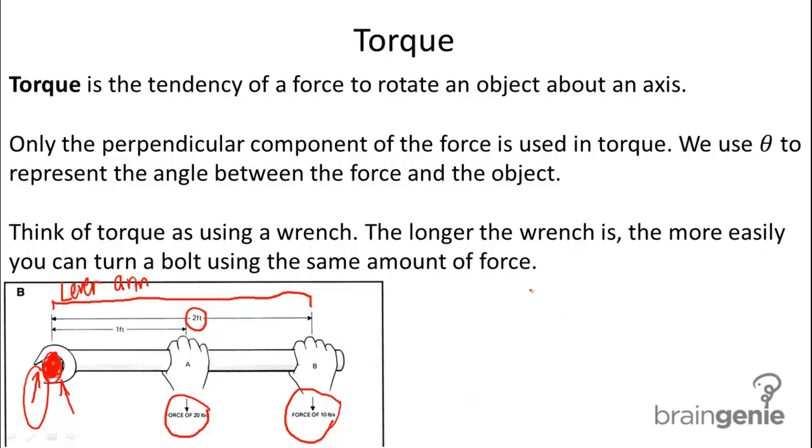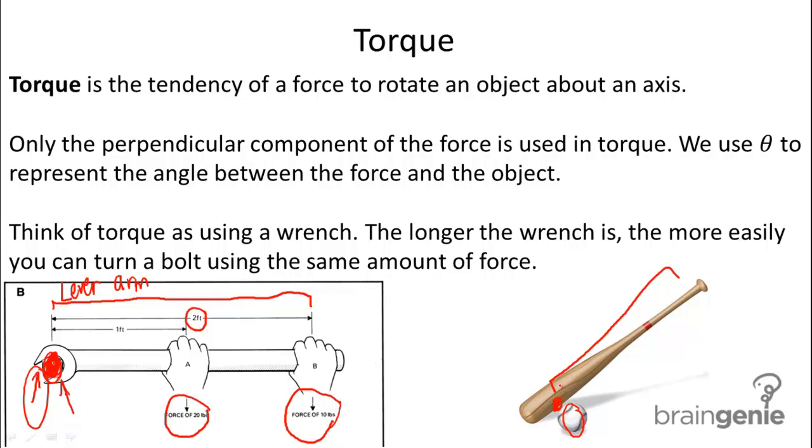Another common example of torque in real life is, well, baseball. In baseball, we know that we want to hit the baseball close to the edge of the baseball bat. In essence, we're creating a lever arm. It's similar to the concept of a wrench.